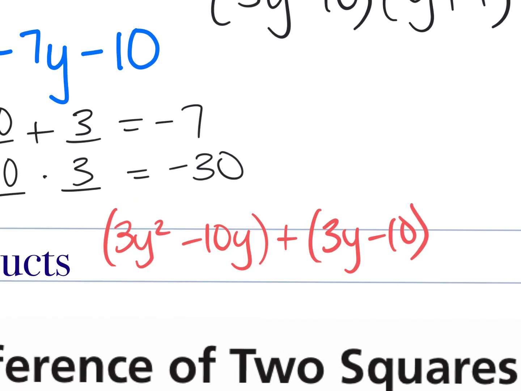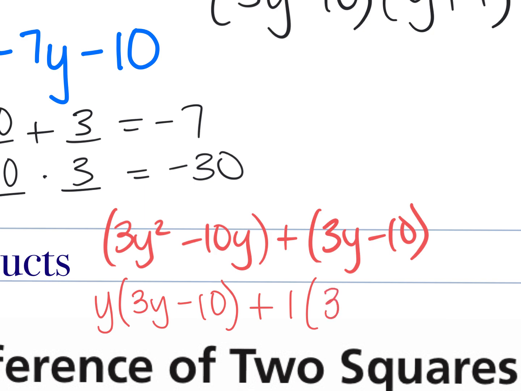And then you find the greatest common factor of those. For the first one, it's going to be y. And then parentheses, 3y minus 10, plus 1 parentheses, 3y minus 10. Excellent. Segi, are you happy right now? Yes, because the things are the same.